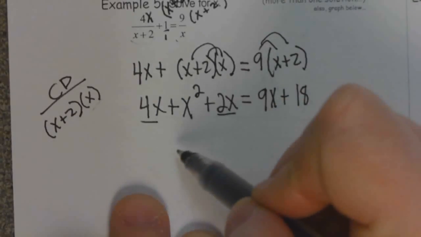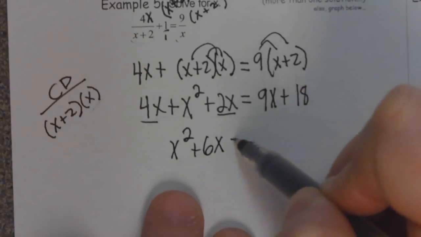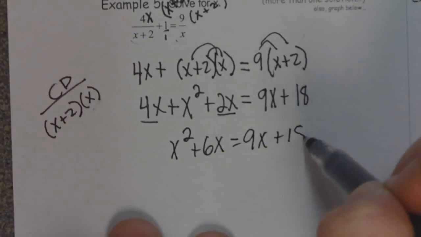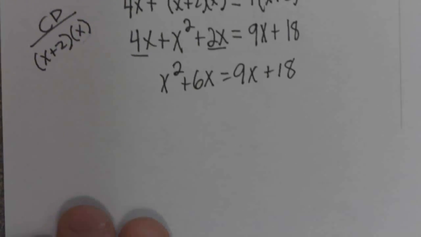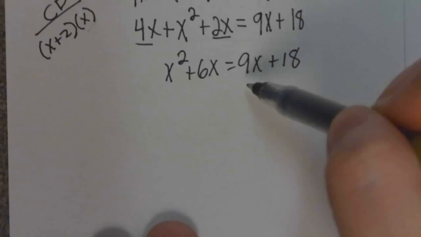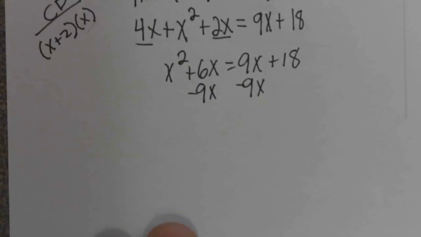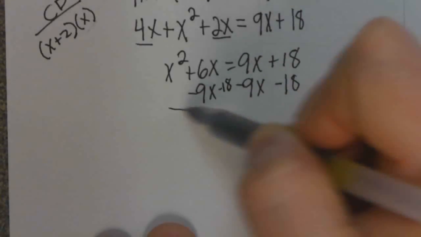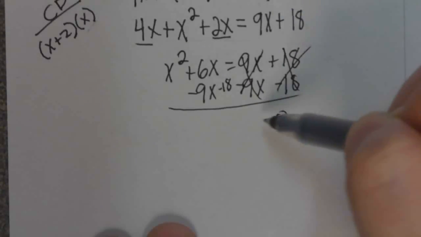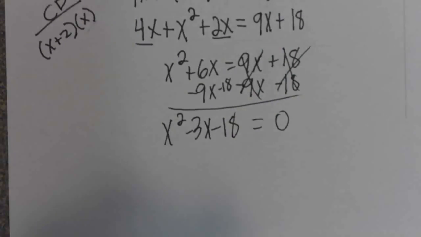So I'm going to combine like terms on this side first just to make it look prettier. So I have x squared plus 6x from the 4 and the 2 equals 9x plus 18. And I need to move this stuff over to the other side. So how do I move the 9x over? Minus it. And how do I move the 18 over? Minus it. That 18 is going to get thrown back behind. So I'll have x squared minus 3x minus 18.